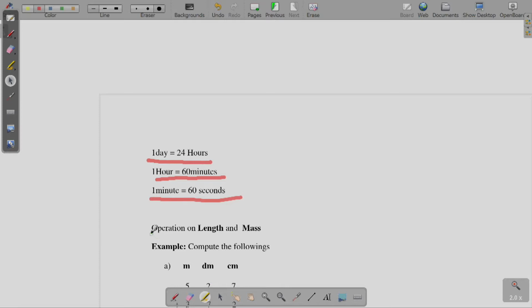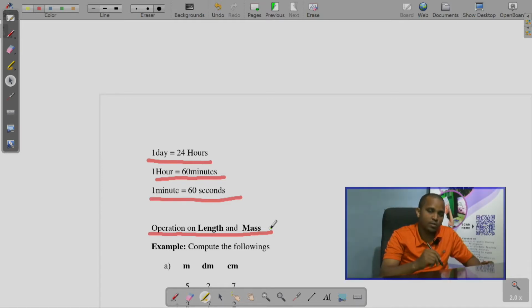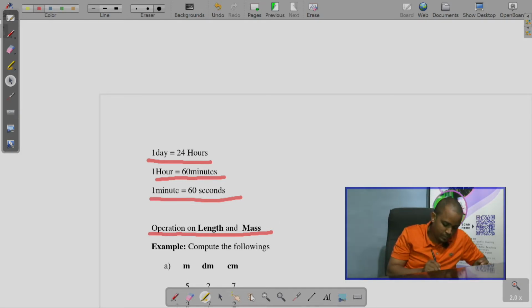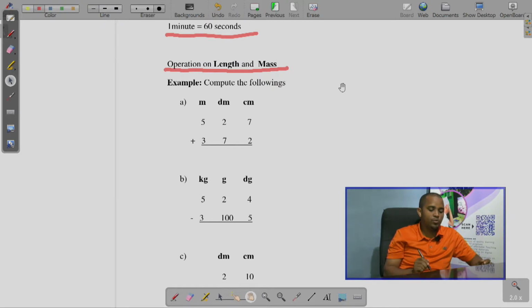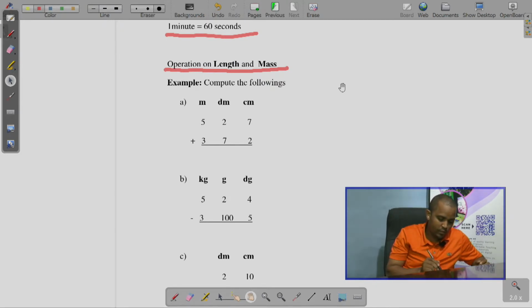So now let's move to operations on length and mass. In mathematics, we have 4 operations, which are addition, subtraction, multiplication, and division. So in this part, we're more concerned with how we can add, subtract, multiply or divide two or more lengths or two or more masses. So for example, we are required to compute the following.